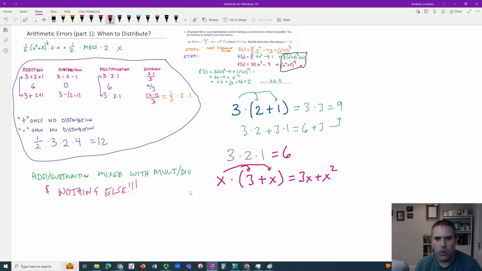All right. So what if, let me think if I can think of anything else. What if we have 3 times 2 times x. Do we distribute? No, it's all multiplication. The parentheses shouldn't have even been written. It was just dumb of me to write them, but it's okay to write them. That should just be 6x.